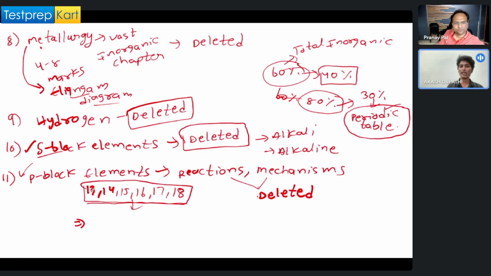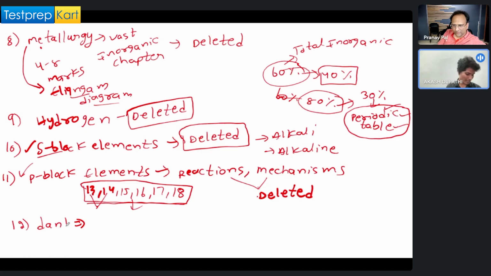So for these blocks, that is groups 13, 14, 15, 16, 17, 18, you have to revise the periodic properties of every element. You have to revise the entire periodic table: the order of electropositivity, the order of electronegativity, and the order of boiling point and melting point. These orders will definitely come this time, with high weightage. Correct. Yes, sir. That's right.